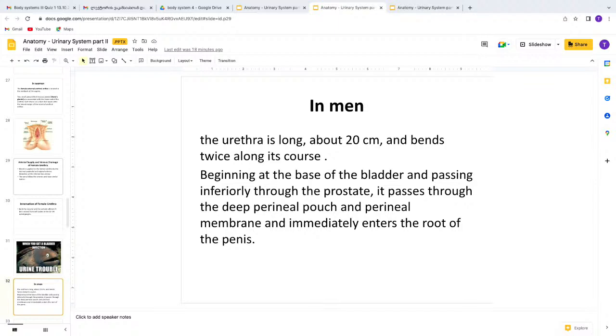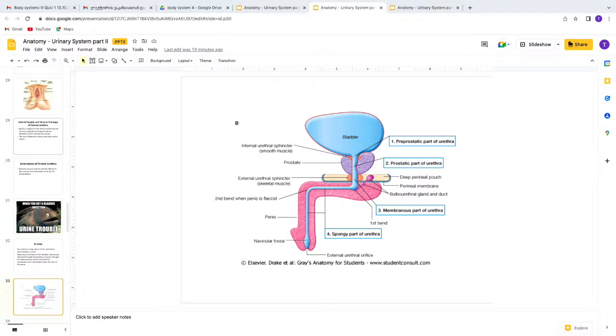Now talking about men. As I mentioned, in women we had how long? 4 centimeters. And in men, it is about 20 centimeters, okay? And it also bends twice along its course, not too much. It begins at the base of the bladder and passes inferiorly through the prostate. It passes through the deep perineal pouch and perineal membrane and immediately enters the root of the penis. So this is the whole course of our male urethra, and let's discuss it step by step.